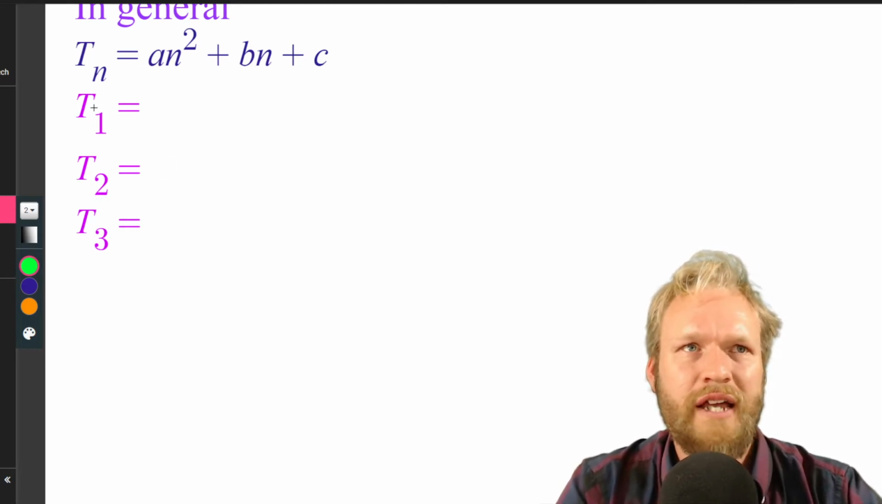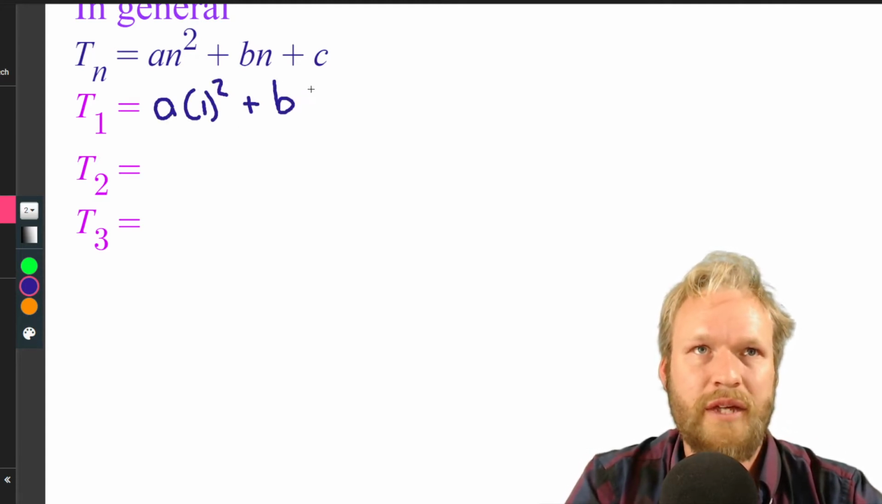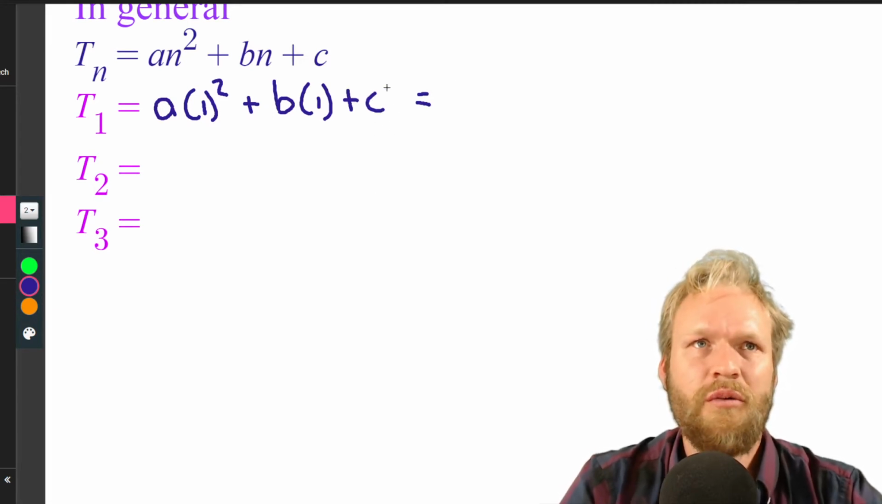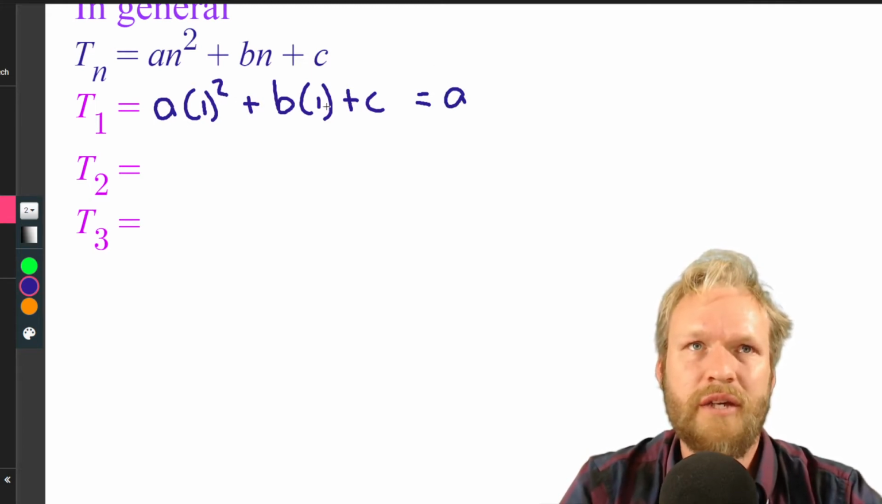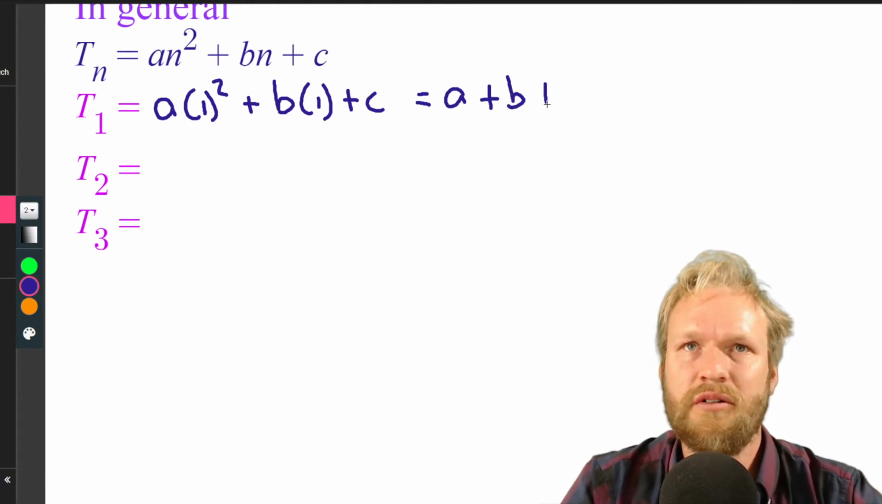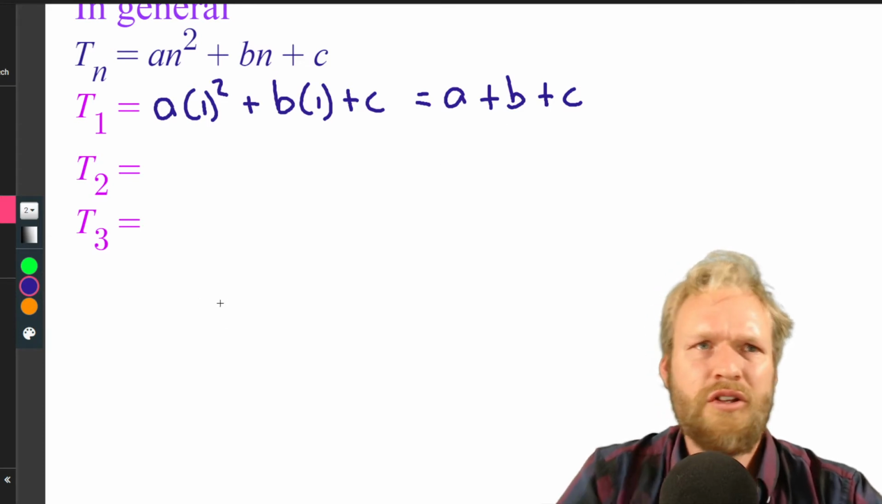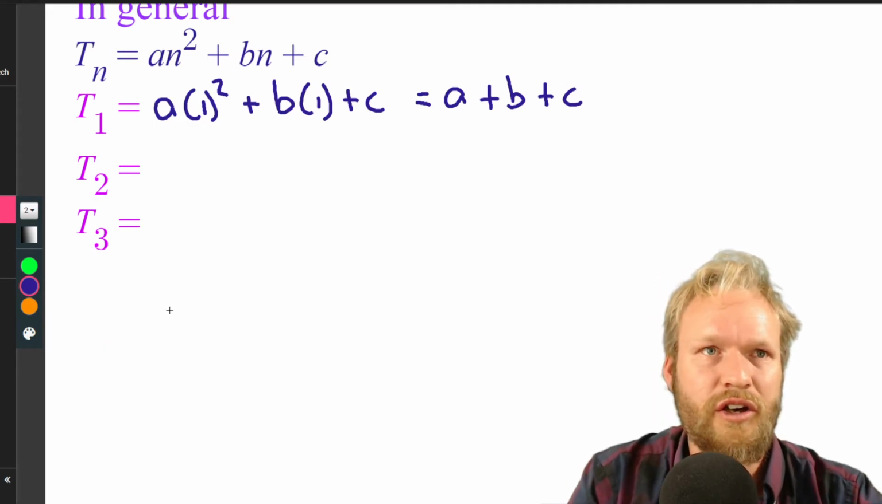So when n is 1, to find our first term, which we're going to call t1, we take this an squared, and we've got a times 1 squared, plus b times 1, plus c. So in general, this is going to be the first term. 1 squared times a is just a. b times 1 is just b, and then c. So our first term is always going to be just a plus b plus c. If we write this here, our first term is a plus b plus c.